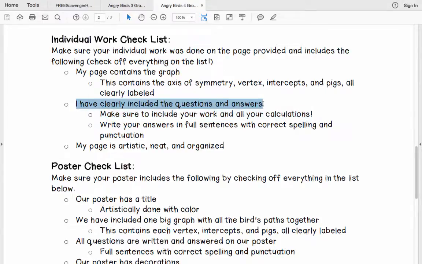I need questions and answers. I don't need you to write the questions, and I'm actually going to change this. You do not need to write your answers in full sentences. At the spot at the bottom of your colored page, you can just write the answers in there. But I do still need to see your work, and I need to see your calculations. And then your page needs to be artistic, neat, and organized.